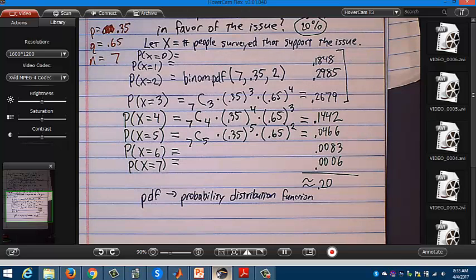Actually, that's kind of interesting. If x is 0, that means nobody you called was in favor. And that could happen, right? If you think about it, if 65% of the people are opposed, you say, what's the probability that everybody I call is opposed? That means the first one is opposed. What's the probability of that happening?